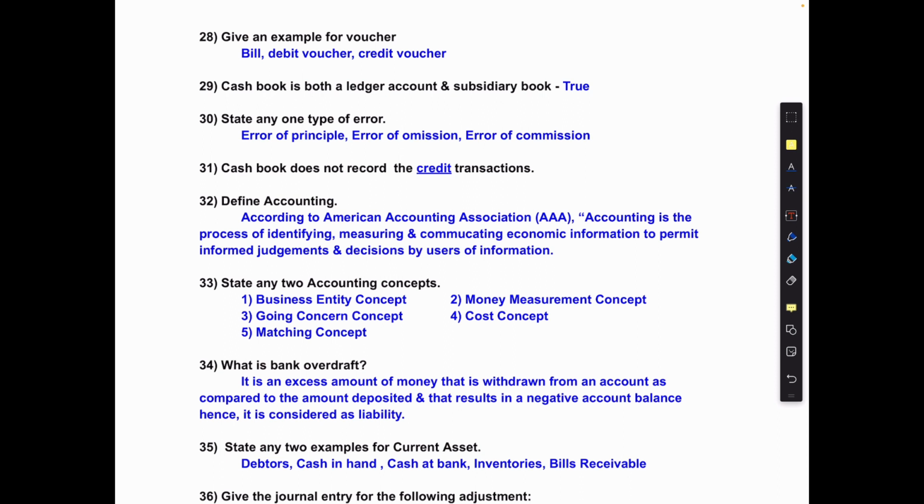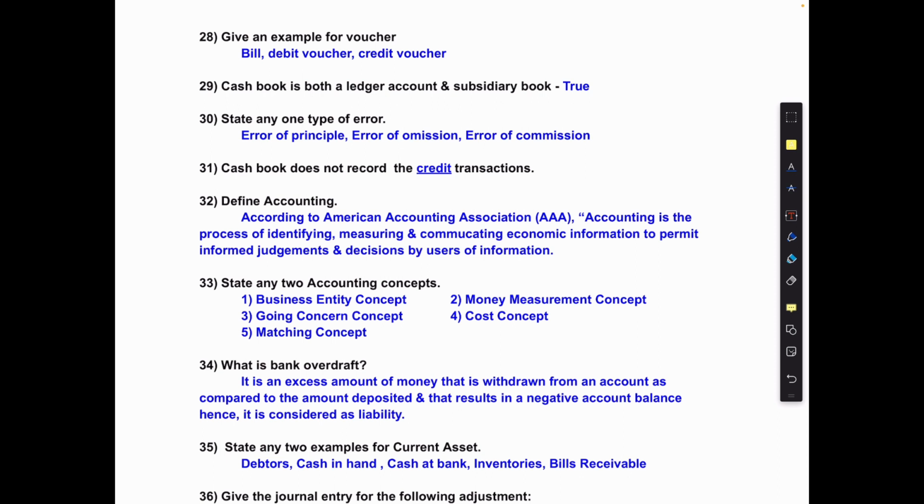29. Cash book is both a ledger account and subsidiary book. The statement is true because cash book is a ledger account and also a subsidiary book. 30th, state any one type of error. That is error of principle, error of omission, error of commission. Anyone you can write. 31. Cash book does not record the credit transaction. In cash book, what we do? We record all the cash transaction. Cash received, cash paid, cash purchases, cash sales, etc. and not the credit transactions.